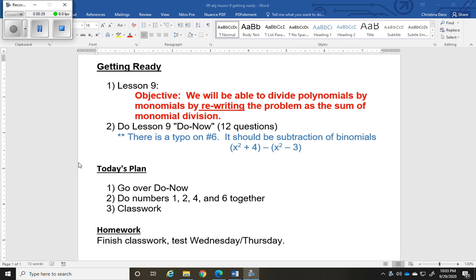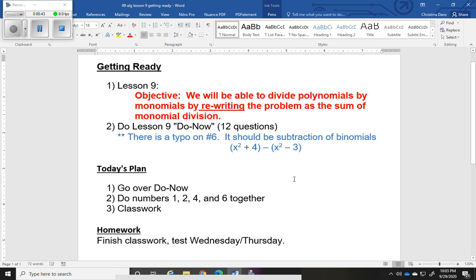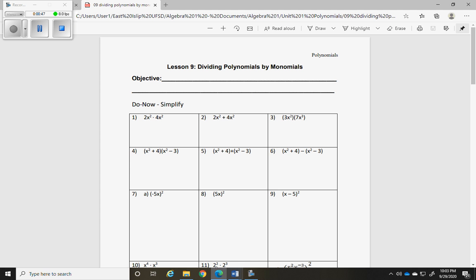You can copy the objective, and before you do the do now, I just want to point out that there is a typo in number 6. Right here should be a minus sign. Your number 6 and your number 5 say exactly the same thing. You have a plus sign on both of them. So I'll put a minus sign on your number 6 so that it looks like this one.